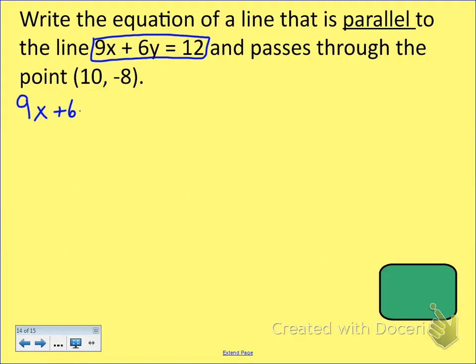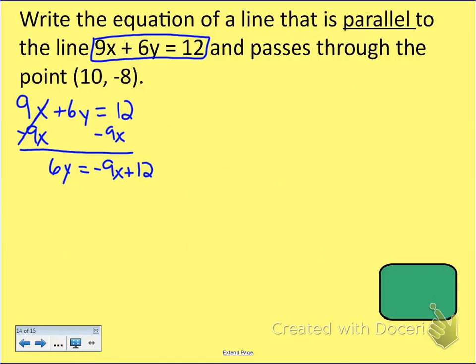9x plus 6y equals 12. Subtract 9x. 6y equals negative 9x plus 12. Divide everything by 6. y equals negative 3 halves x plus 2.